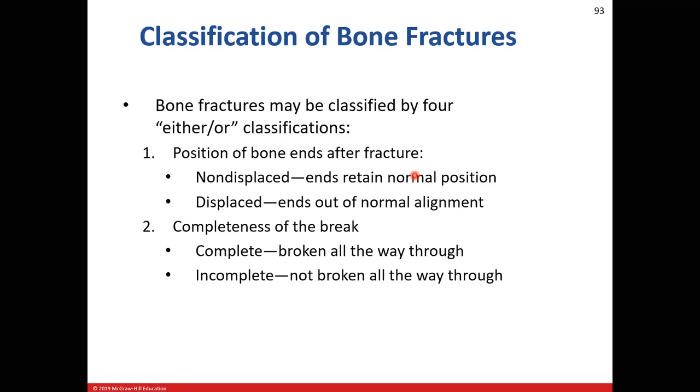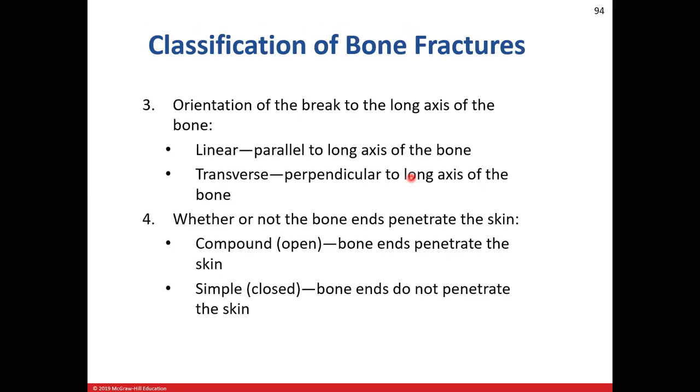We can also classify them based on the completeness of the break. With a complete fracture, the bone is broken all the way through. With an incomplete fracture, it's not broken all the way through. We can also classify a bone fracture based on the orientation of the break to the long axis of the bone. We'll oftentimes see this type of classification when we look at the long bones, so the femur and the humerus. We'll have a linear fracture, which is going to be parallel to the long axis of the bone, or we can have a transverse fracture, which is going to be perpendicular to the long axis of the bone.